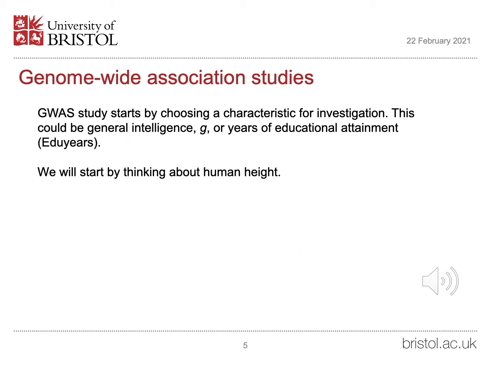A GWAS study starts by choosing a characteristic for investigation. This could be general intelligence, G, or years of educational attainment, which is sometimes shortened to EDU years. This example will think about human height.